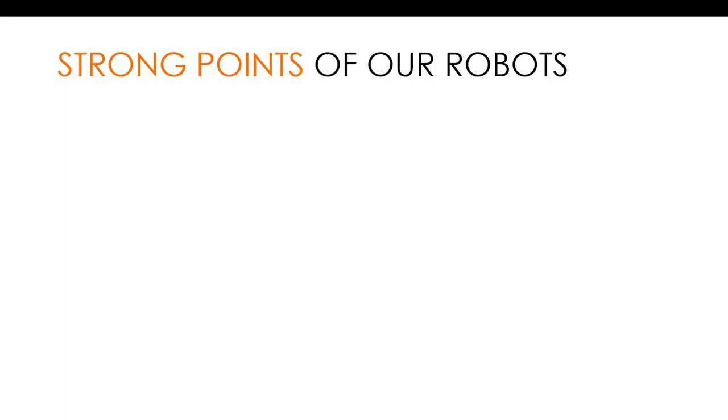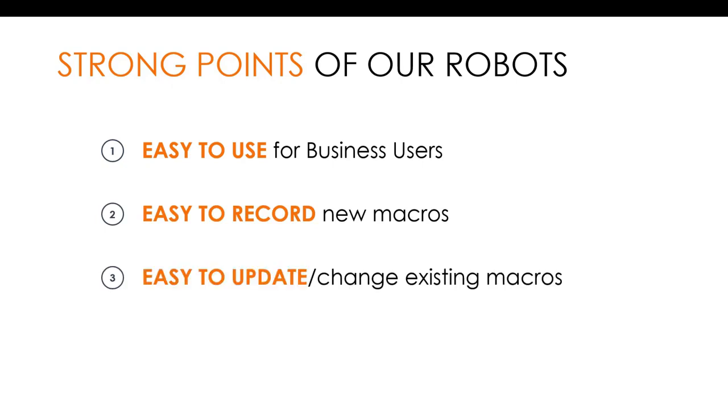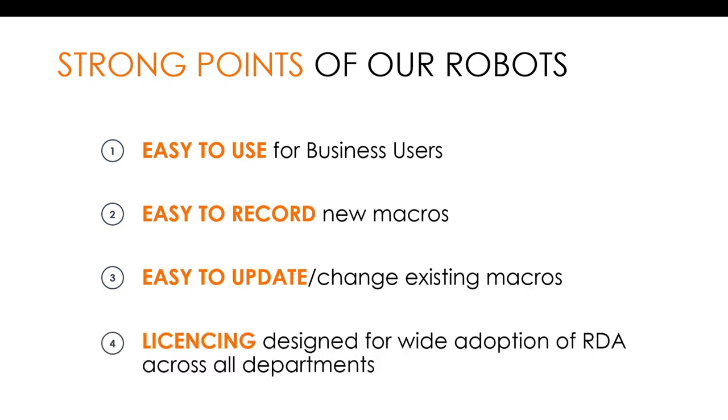We build our robots having in mind four major principles: to be easy to use for business users, to be easy to record any new macro with Windows apps, web apps, and SAP, to be easy to update any existing macros, and with the licensing designed to spread robotization company-wide.